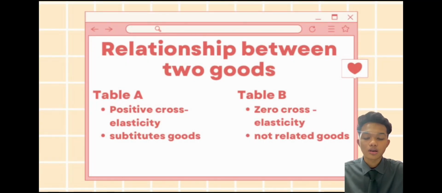For table A, as we know, the final answer is 1.17, which is more than 0, and this is also known as positive cross elasticity, and the relationship between those two goods is substitute goods. Then for table B, the final answer is 0, and it's also known as zero cross elasticity, and the relationship between those two goods is not related goods.